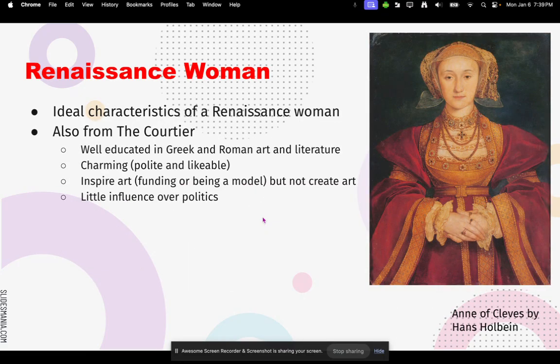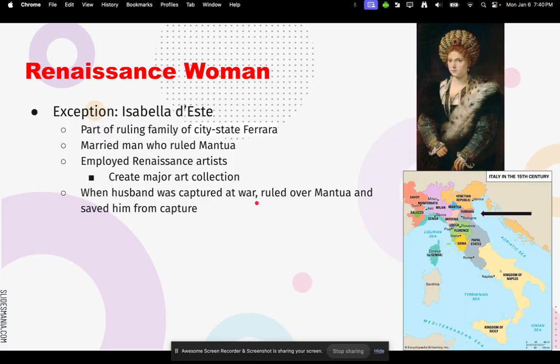On the flip side, you have the Renaissance woman. These are the ideal characteristics of a woman during the Renaissance era, also from The Courtier. She would have to be well educated in both Greek and Roman art and literature, be very charming, and she could inspire art. She could fund art with her family's money, or she could be a model like this woman right here, but she could not create art. Women were not seen as artists. And she would have little influence over politics.